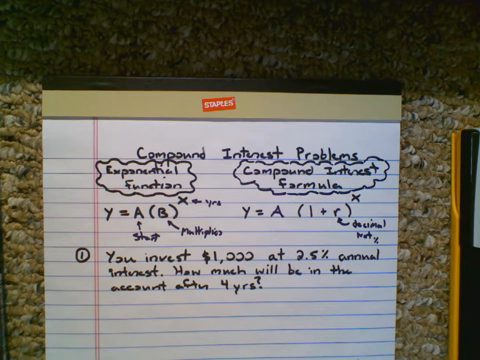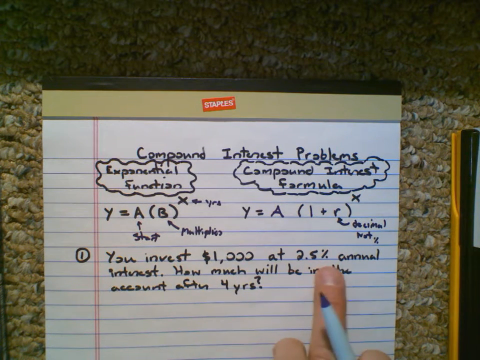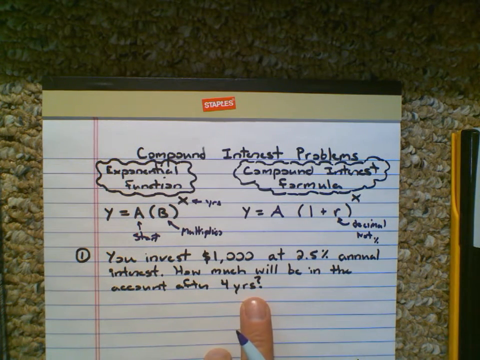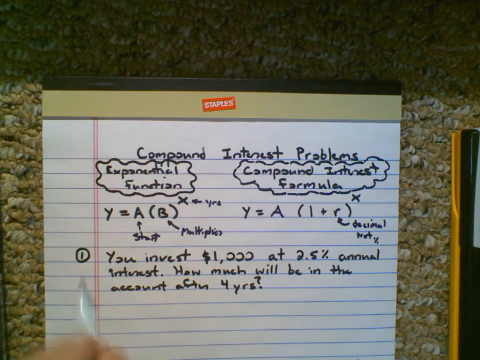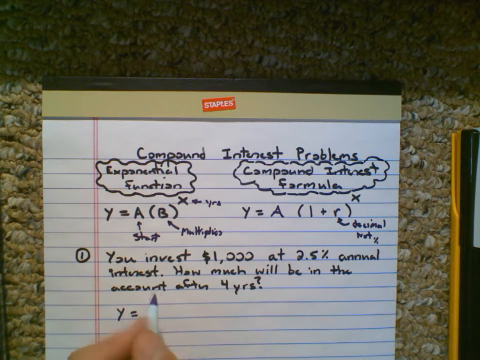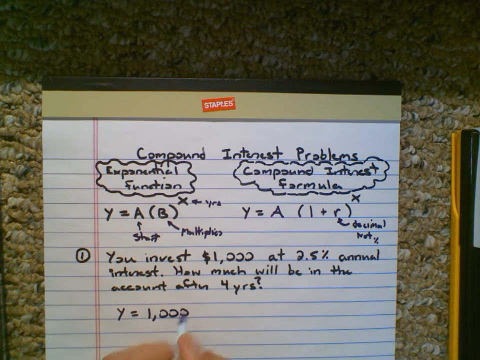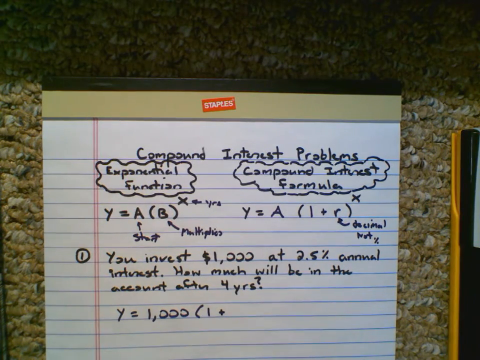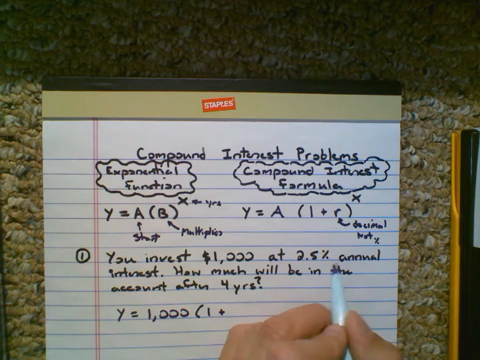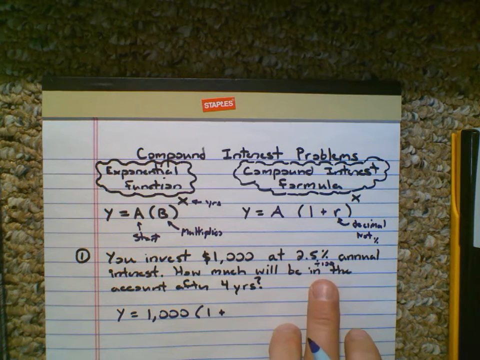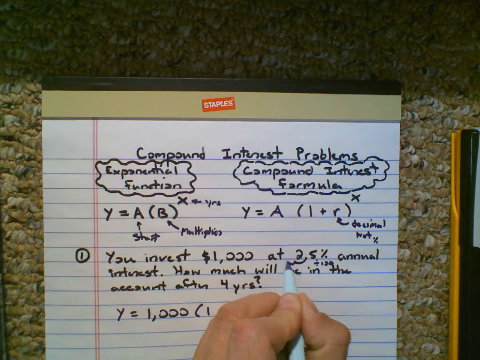So looking at number 1, it says you invest $1,000 at 2.5% annual interest. How much will be in the account after 4 years? All right, we're going to use this formula. So it's going to be y equals my starting amount, because A is still my start. So I'm investing $1,000. I'm investing it at 2.5%. So it's going to be 1 plus, but I don't want this as a percentage. I want this as a decimal. So you have to remember to divide by 100, and dividing by 100 really is the same thing as moving the decimal 2 places to the left.